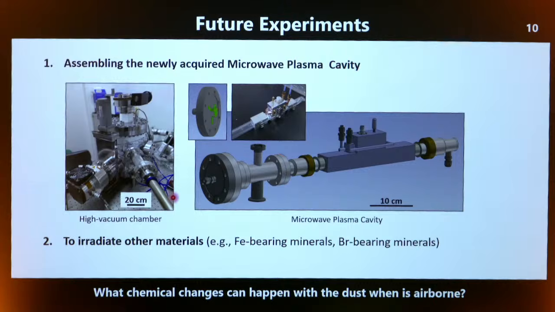In the future, we want also to irradiate other minerals that are present in the dust. We also want to use other gases like hydrogen and chlorine gas, and we want to start to investigate what chemical changes can happen with the dust when the dust is airborne in the atmosphere.